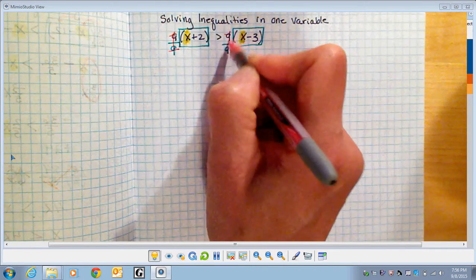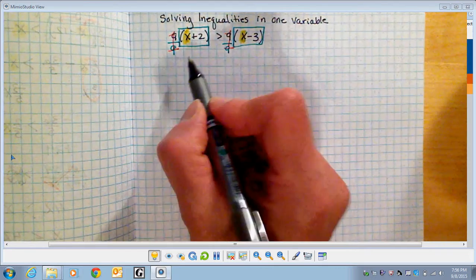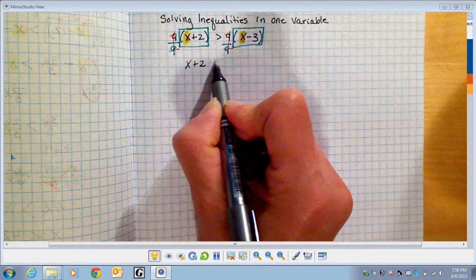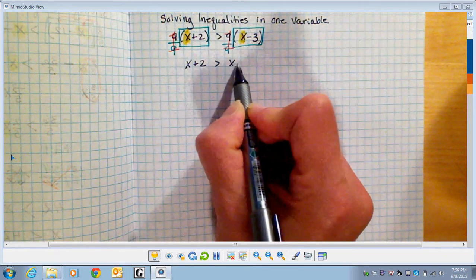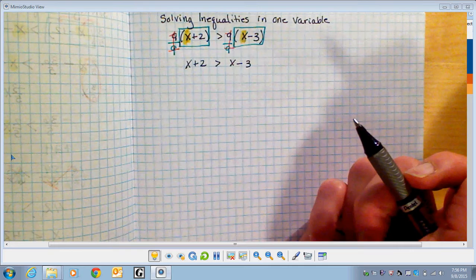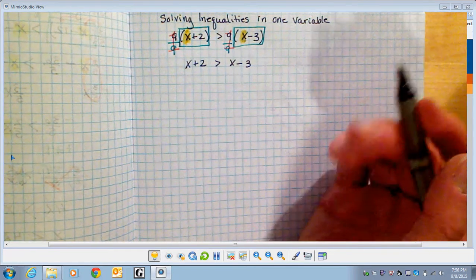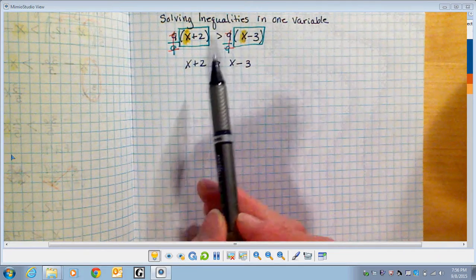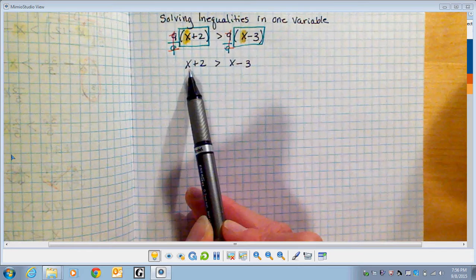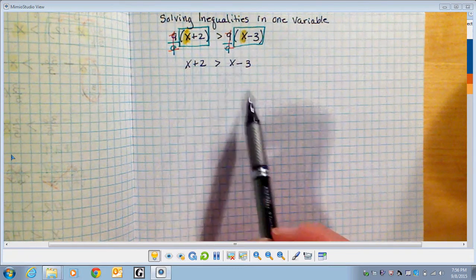And this divides out to 1, which is very nice because now we have x plus 2 is greater than x minus 3. So that looks much nicer. We no longer have any distribution going on, no parentheses. I do have x, though, on both sides of my inequality.